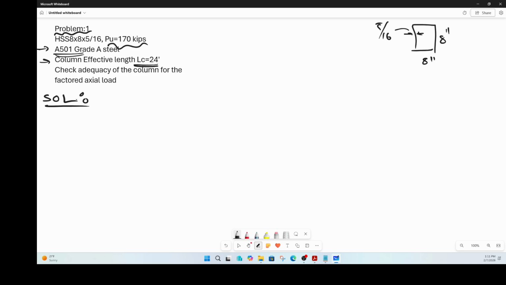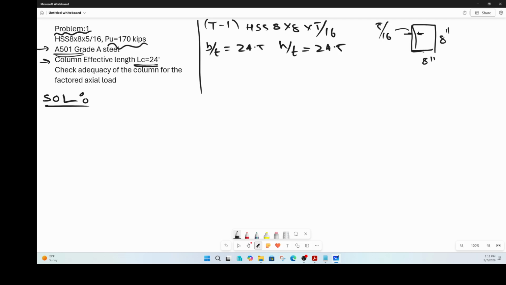First thing we will do is pull the member properties. I think you know how to pull the member properties, right? You'll have to go to table 1-something, for HSS sections, and pull all the member properties of HSS 8 by 8 by 5/16. If you pull that information, you will see that the b/t value is 24.5. The h/t value is 24.5 because this is a square section.